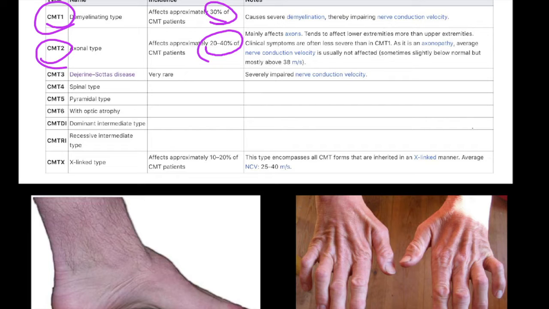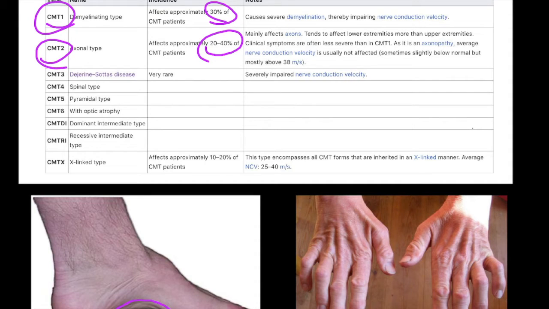CMT1 is a demyelinating disease, which means it affects the covering of the nerve. CMT2 is an axonal type disease, which affects the internal wiring of the nerve. Both of them reduce the velocity at which the nerve impulses travel, and as a result you get some deformities that you see here at the bottom of the screen. The most common deformity that occurs in CMT is this cavus arch right here. There are also hammer toes, and as a result you have a very decreased amount of surface area that actually touches the floor in CMT patients.